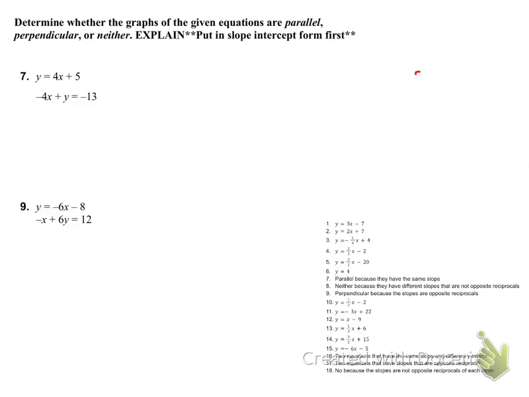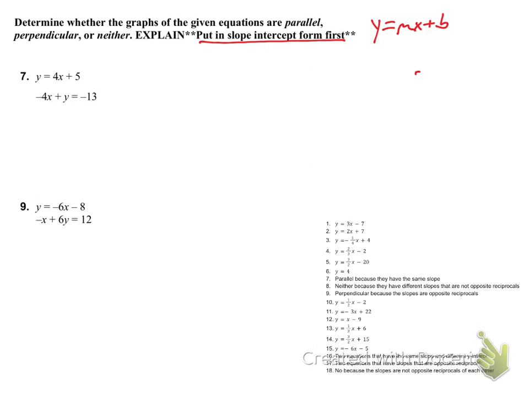All right, 7. This one, it says the lines are parallel. Oh, I'm sorry, no, it doesn't. It's saying determine whether the graphs of the given equations are parallel, perpendicular, or neither. So explain. Here's the trick. Put it in slope-intercept form first, right? You got to do that.